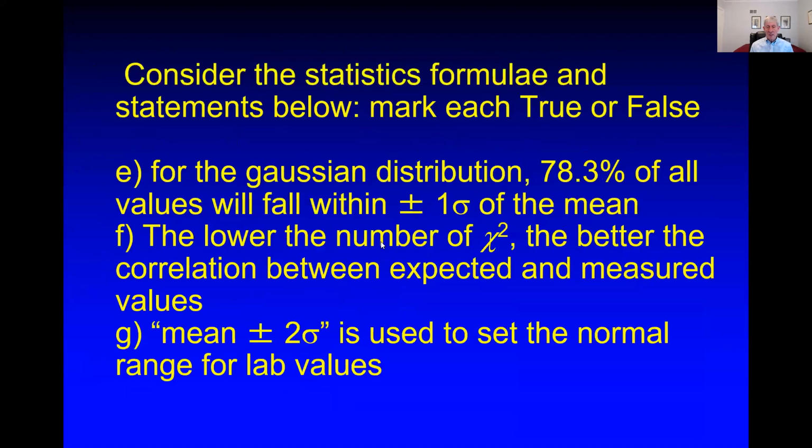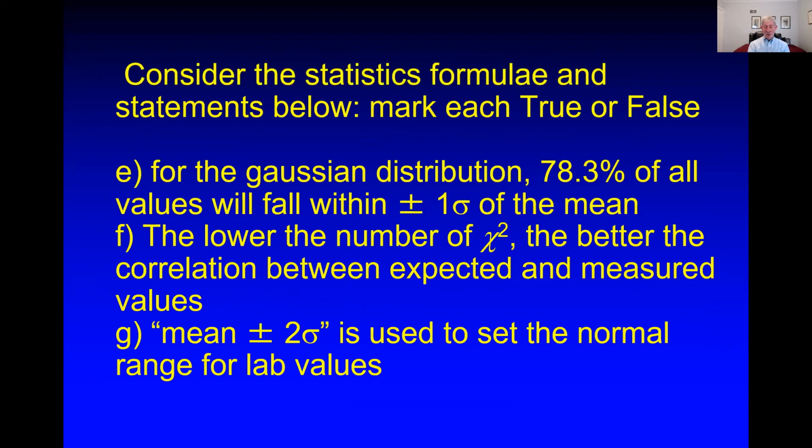Good. Okay, here's some more. For a Gaussian distribution, the bell-shaped curve, 78.3% of all values fall within mean plus or minus 1 sigma. False. Should be 68.3. Good. 68.3, not 78.3.